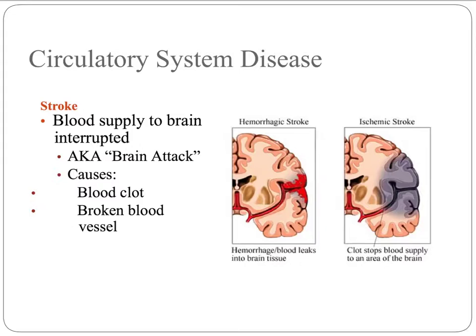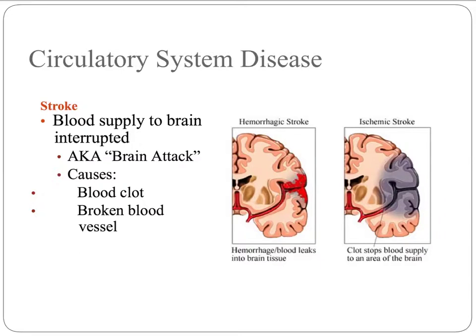What can also happen is a blood vessel can break, and then basically the blood is coming out of the blood vessel. It's oozing between all the tissues here, but it's not staying in the vessel, so it's not circulating. So that's going to cause brain tissue to be damaged and to die.